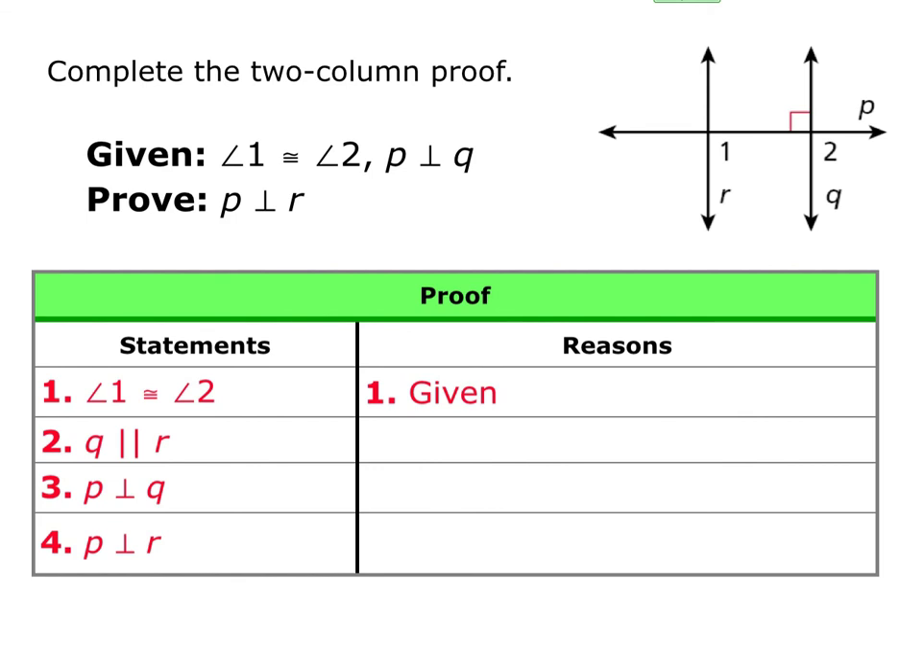Okay, angle 1 congruent to angle 2. I'm going to mark that on the picture. Angle 1 congruent to angle 2 was given. So if 1 and 2 are congruent, does that make this line parallel to this one? Those lines have to be parallel since 1 and 2 are congruent.